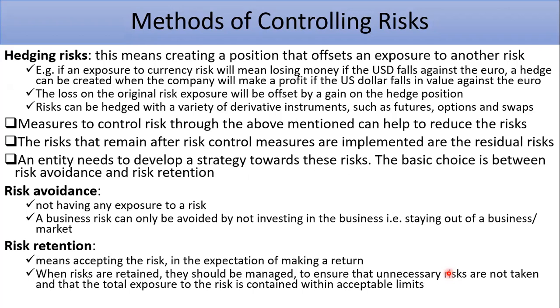Then there is hedging risk. Hedging means creating a position that offsets an exposure to another risk. So you put yourself in a position or in a transaction that will offset the risk coming from another exposure or activity. For example, if an exposure to currency risk will mean losing money if the US dollar or the foreign currency falls against the euro, a hedge can be created. You take a position where the company will make a profit if the US dollar falls in value against the euro. The loss on the original risk exposure will be offset by a gain on the hedge position. So if the US dollar falls and you are going to make a loss, you would have hedged the risk so that on that side you will gain, offsetting the loss you would incur when the US dollar falls.